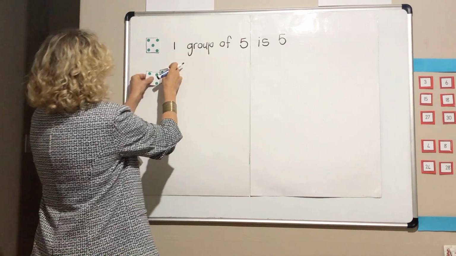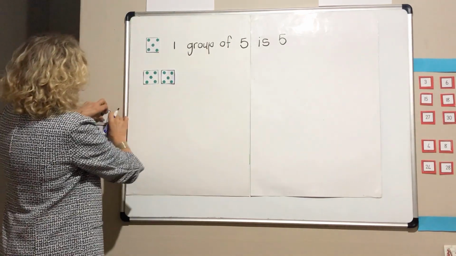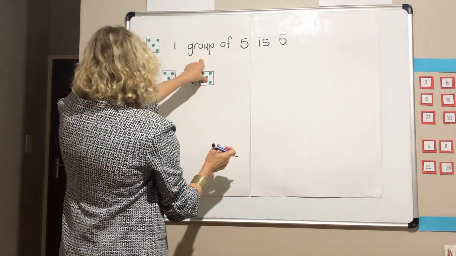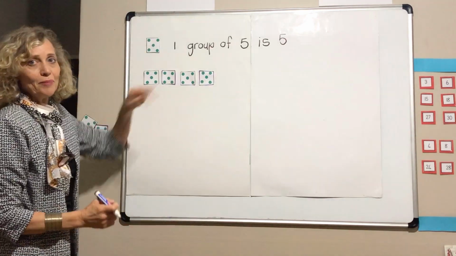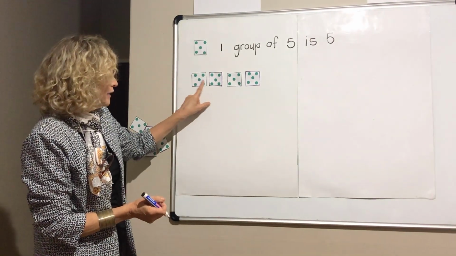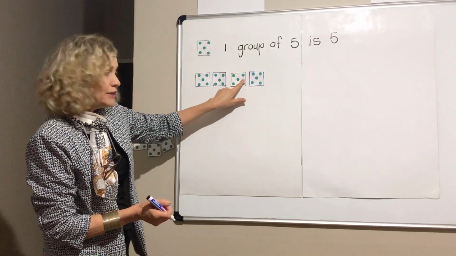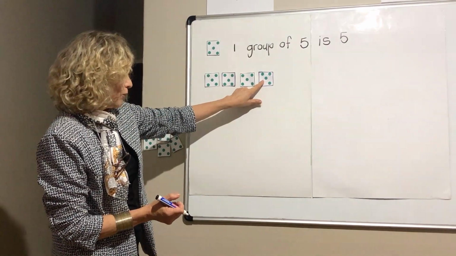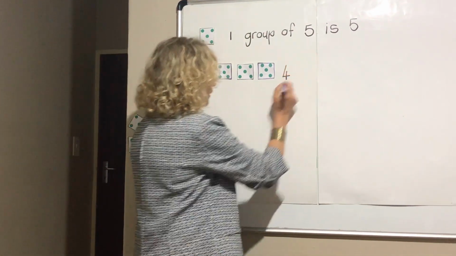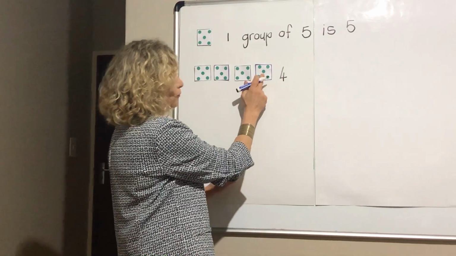How many groups of 5 is this? Look at this. Let's put a few there. Let's see if you can keep up with this. Let's count the groups of 5. 1, 2, 3, 4. Okay? That's right. How many groups? 1, 2, 3, 4 groups.